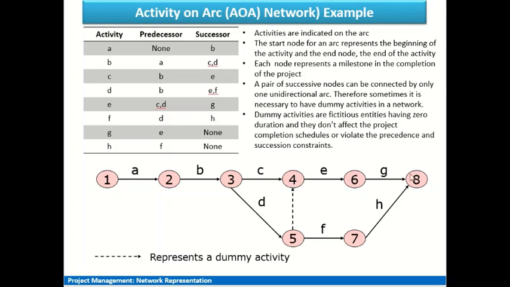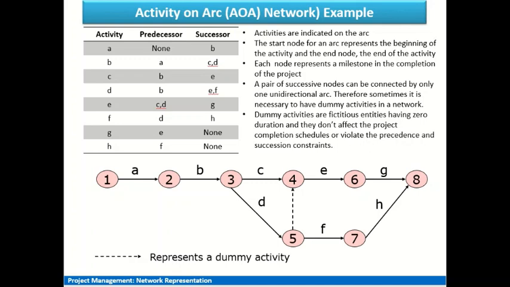After E activity, G activity is taken up and completed till node 8. Now for F, D is its predecessor, and H is its successor. So after activity F gets completed at node 7, the activity H is taken up and completed till node 8. After completion of activity H, there is no successor left. So this is where the project gets completed. This diagram shown over here is known as the activity on arc diagram.